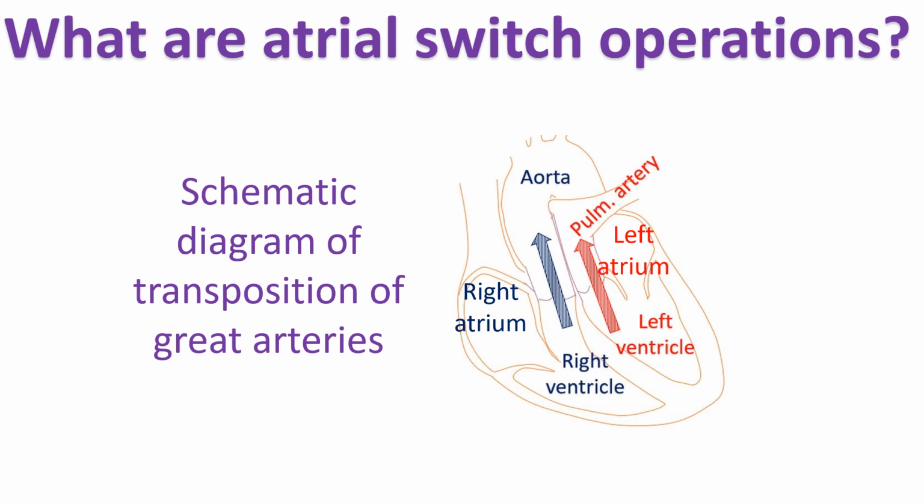Atrial switch operations were the initial operations developed for the treatment of transposition of great arteries. In transposition of great arteries, the aorta arises from the right ventricle and the pulmonary artery from the left ventricle. Normally, the aorta originates from the left ventricle and the pulmonary artery arises from the right ventricle.